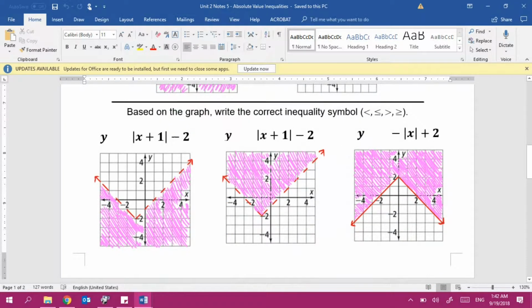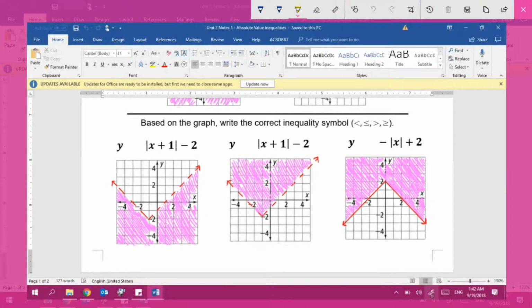Based on the graph, they've given us the graph. We can see there are some transformations, but don't worry about that. We just want to write the correct inequality symbol based on the graph. So looking at this first one on the left here, my function is absolute value of x plus 1, minus 2. And what should my sign be? We can see that it's a dashed line, so we're either going to be using the less than or the greater than.